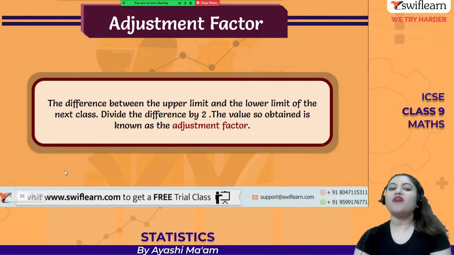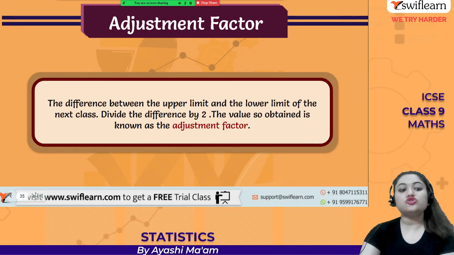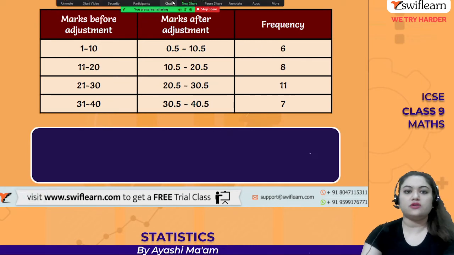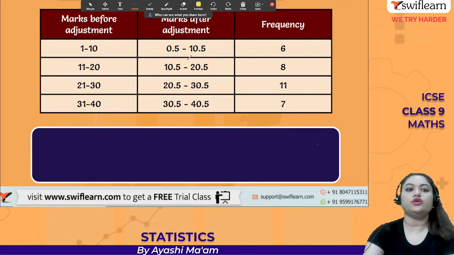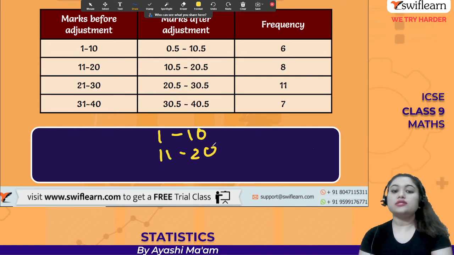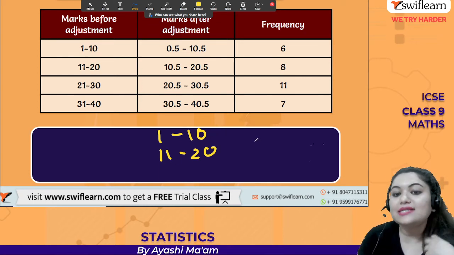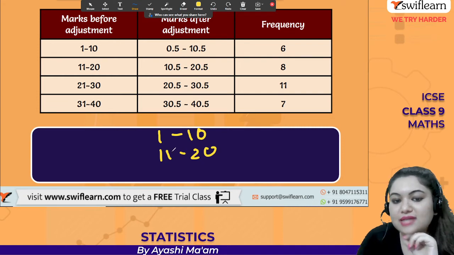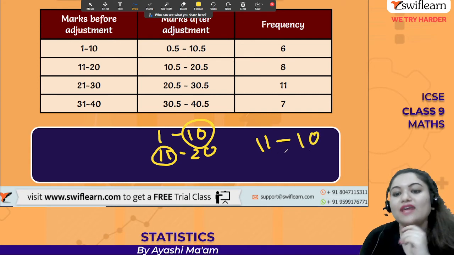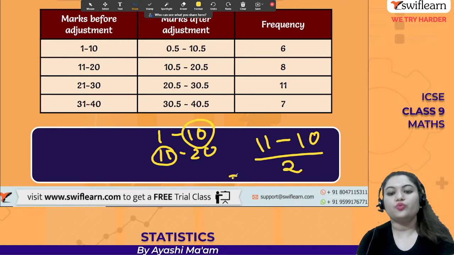Okay, adjustment factor: the difference between the upper limit and lower limit of the next class. Divide the difference by 2, the value so obtained is called the adjustment factor. इसका मतलब मैं आपको जल्दी से समझा रही हूँ. यहाँ पर देख लीजिए 1 to 10 है ना, उसके बाद 11 to 20. So this is our inclusive form, not continuous, ending at 10 and starting at 11. So what will you do? From the next class interval, take this lower limit, that is 11, and take this upper limit from the previous interval. So 11 minus 10. Okay, simply do 11 minus 10 and then divide it by 2. That means 1 by 2.